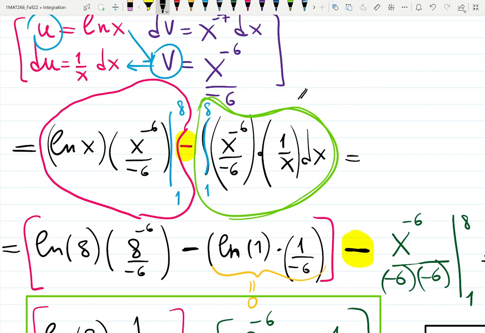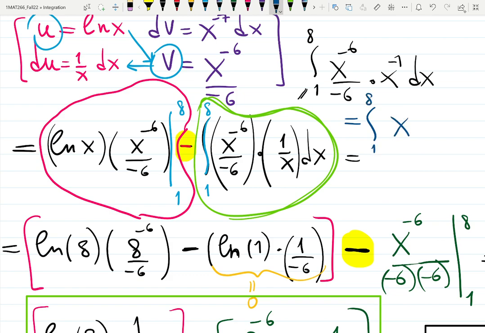this integral can be written as the integral from 1 to 8, x to the minus 6 over minus 6 times x to the minus 1 dx. So that's what I changed. 1 over x is x to the minus 1. Then I collected terms from 1 to 8. X to the minus 6 and x to the minus 1 add up to be x to the minus 7. And minus 6 is just there waiting for you, right? And then the integral of x to the minus 7 becomes x to the minus 7 plus 1. That is x to the minus 6 divided by minus 6. And the other minus 6 was there waiting for us.